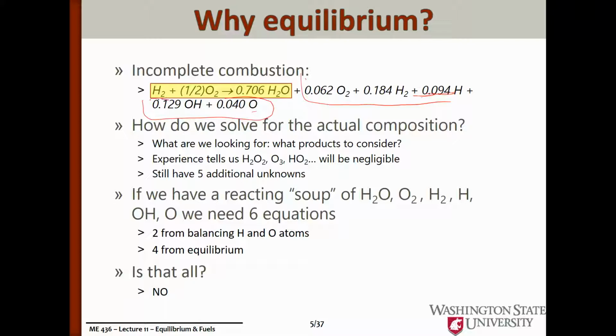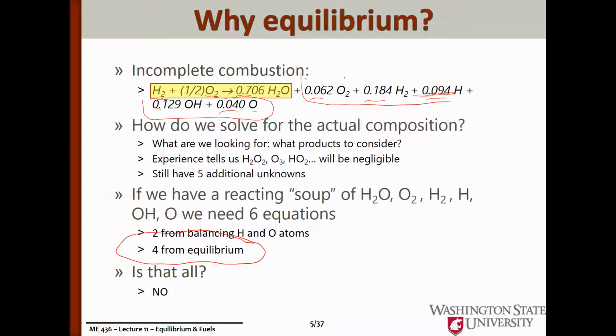We've only got two species in this case, hydrogen and oxygen, that we can use to balance the number of atoms, but we have several unknowns here. We would have 1, 2, 3, 4, 5, 6 unknowns in this place. So we're missing four equations to be able to solve this. And the way we're going to get that is from equilibrium reactions.